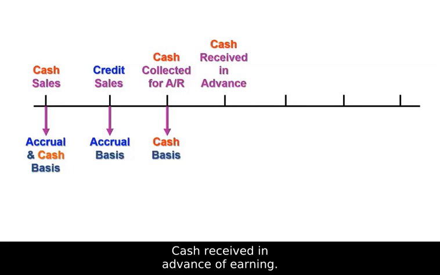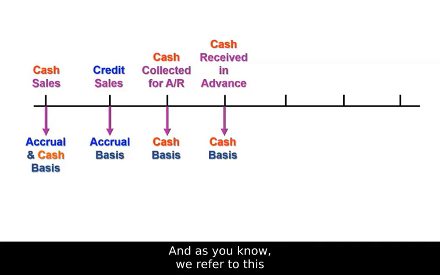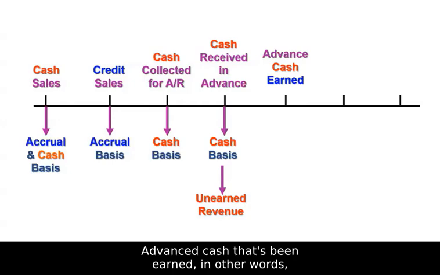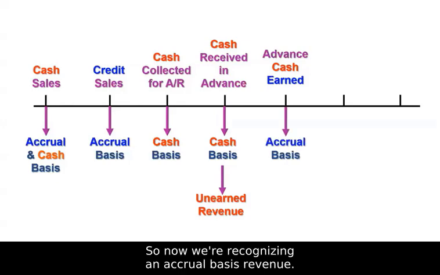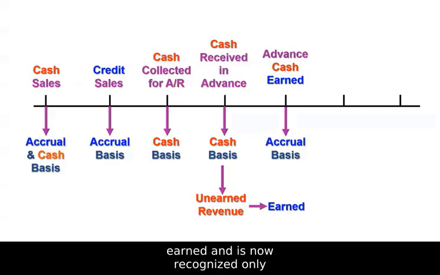Cash received in advance of earning it. Okay, this again will only affect cash basis, revenues, and net income. And as you know, we refer to this as either deferred revenue or unearned revenue. Advanced cash that's been earned. In other words, cash received in advance that has now been earned. So now we're recognizing an accrual basis revenue. That would mean that this unearned revenue now has been earned and is now recognized only for accrual basis, not cash basis.